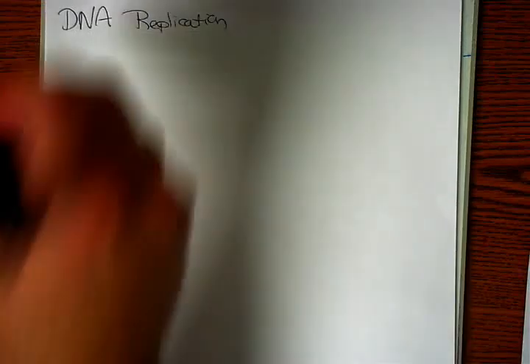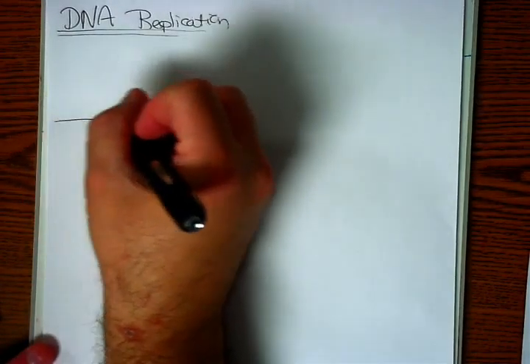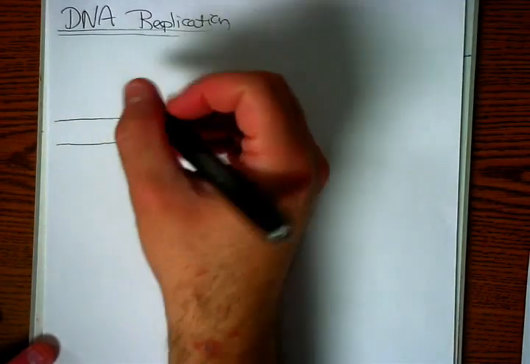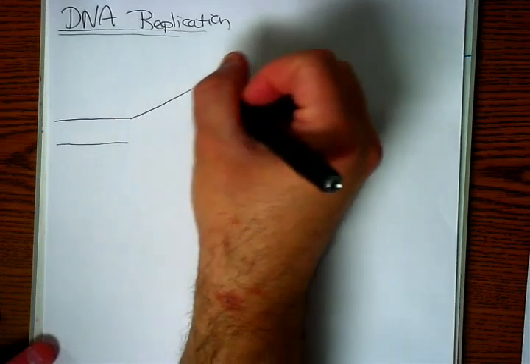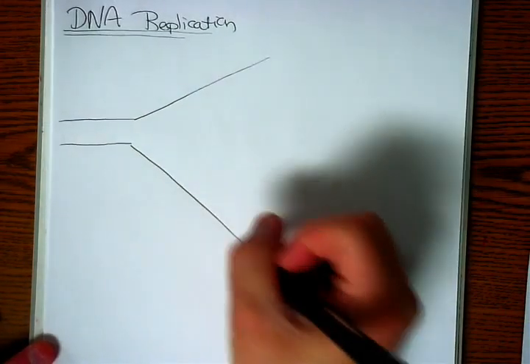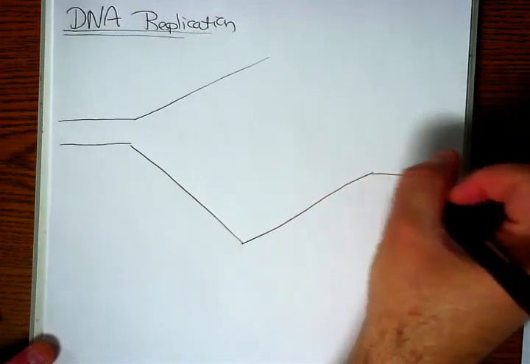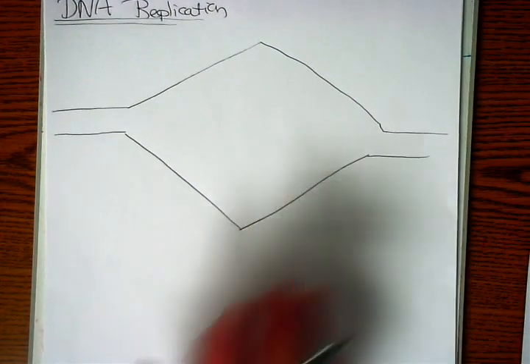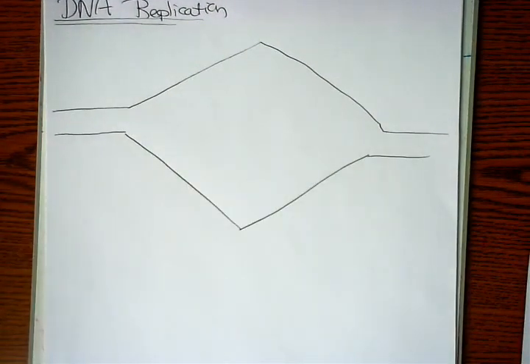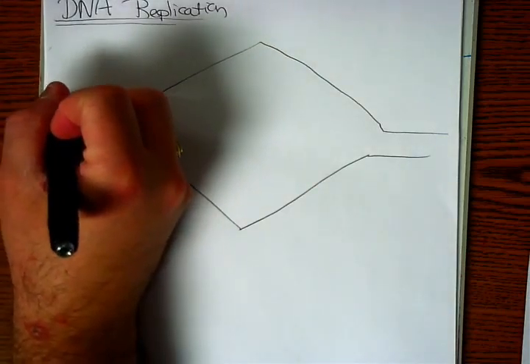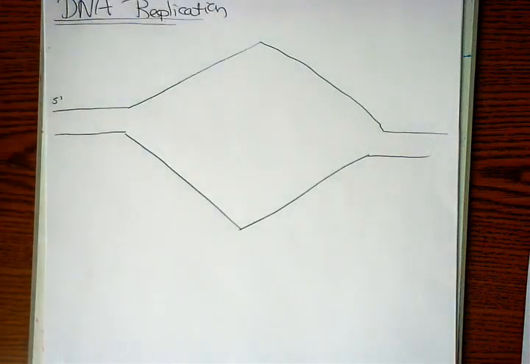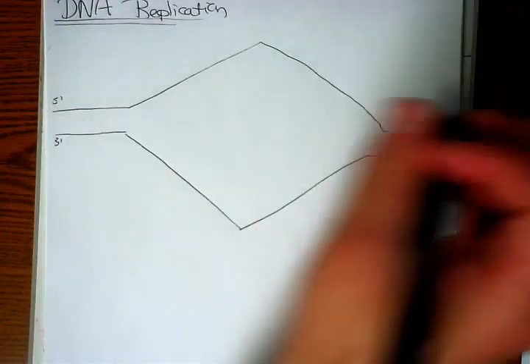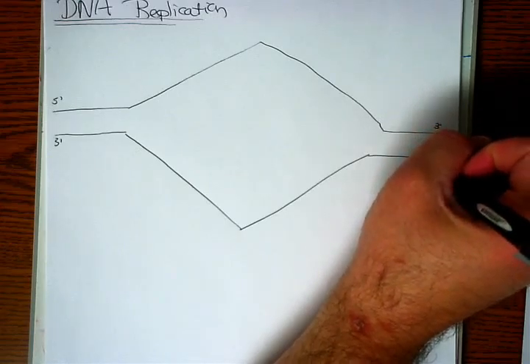Okay, about DNA replication, I think the first thing that we want to focus on is looking at a picture that's like this. If this was 5 prime, what would this then be over here on the bottom, right below it? Okay. And then this would be 3 prime right there, and this would be 5 prime right there.